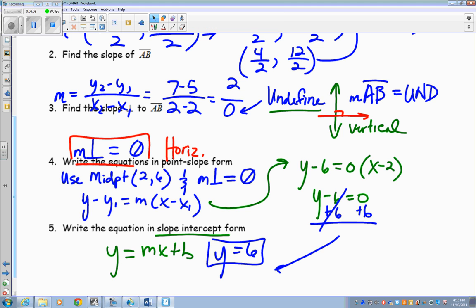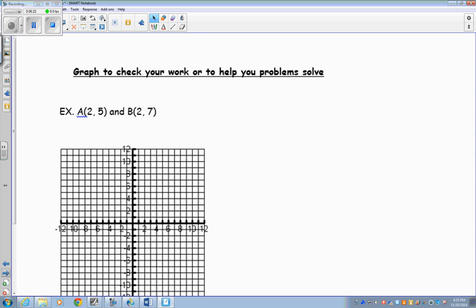And now we have it in slope-intercept form. So these are the 5 steps you need to memorize to put it in perpendicular bisector equation, meaning we must have the midpoint and we must have the perpendicular slope and then use our point slope form. So a way to check your information is to graph it and do some problem solving.